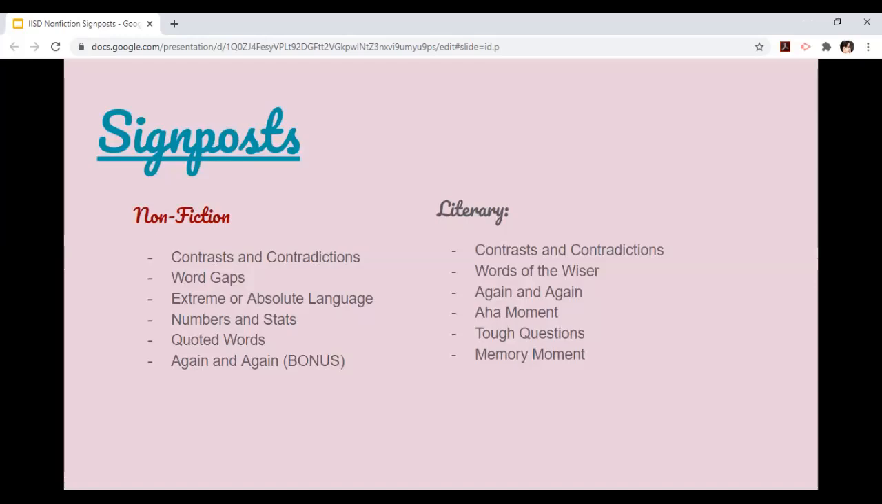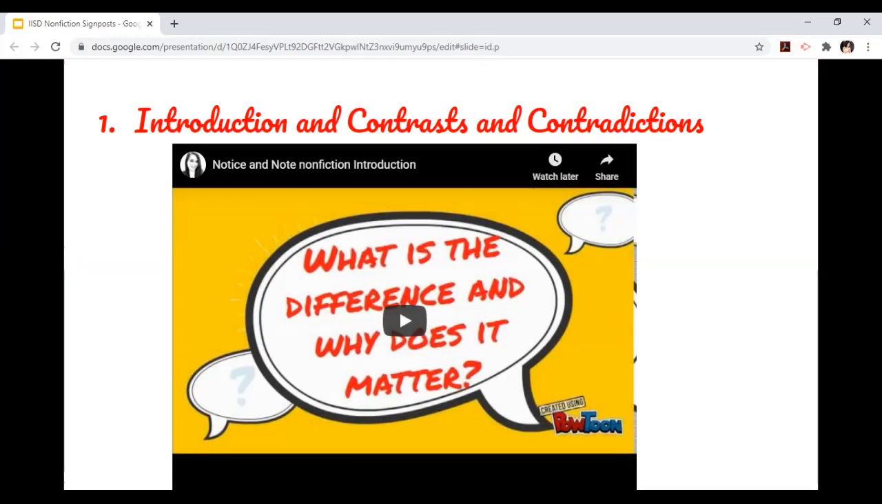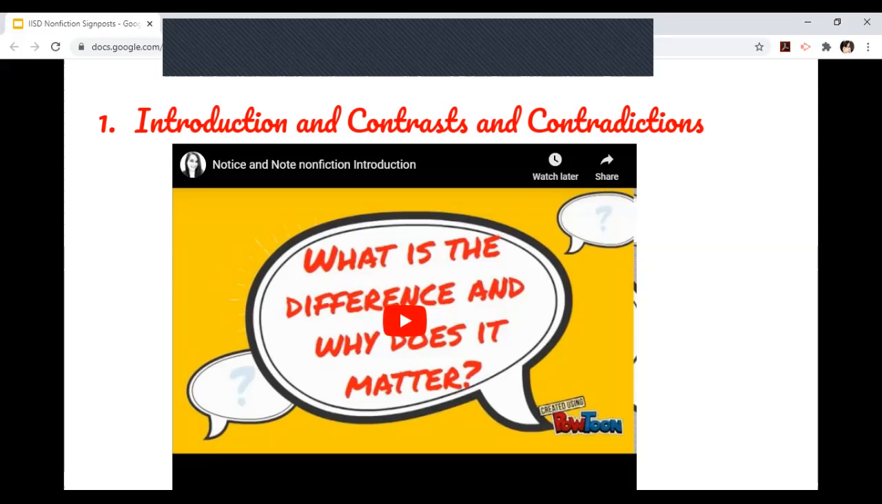Okay, so as you can see, there are signposts for both nonfiction texts and literary texts, which we will get into later. And today we're just going to talk about two of the nonfiction signposts that we're going to be using this week. So contrasts and contradictions and word gaps. We'll get back to those other ones later this unit. Okay, so first up, we've got a little video explaining that first one, Introduction to Contrast and Contradictions.